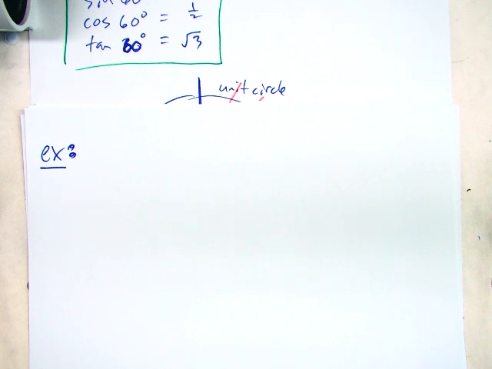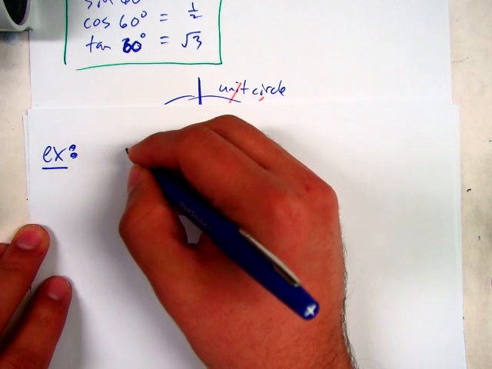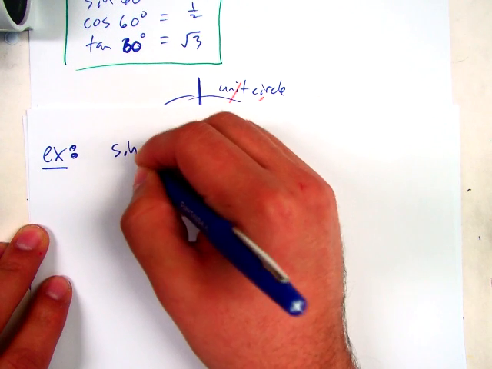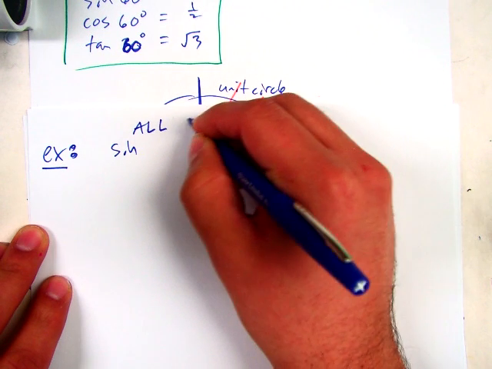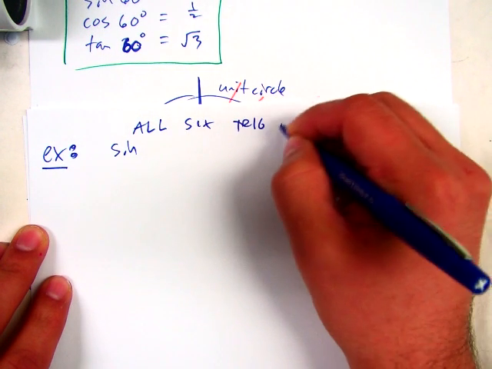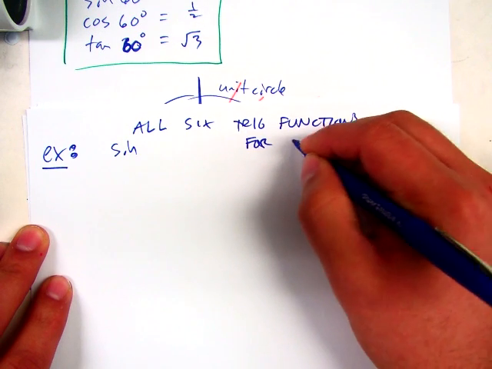Okay. So now here's how everything works. Let's do an example. We want to find sine. Actually, let's do all 6 trig functions for 2 pi over 3.